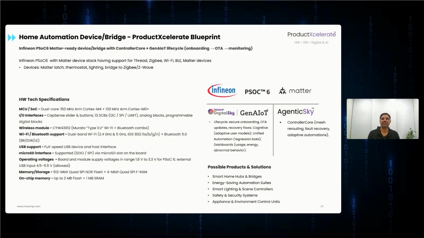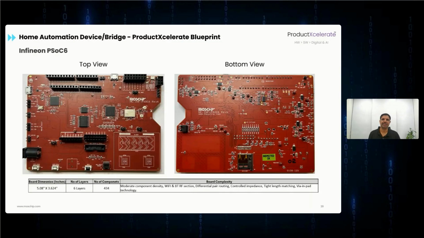So there are a couple of various other solutions possible with this blueprint on the home automation segment: the smart home hubs or bridges, energy saving automation suites, smart lighting scene controllers, safety and security systems, appliance environmental control units.